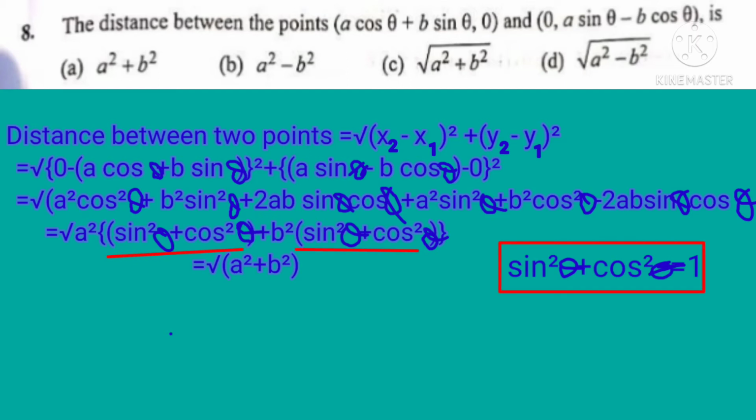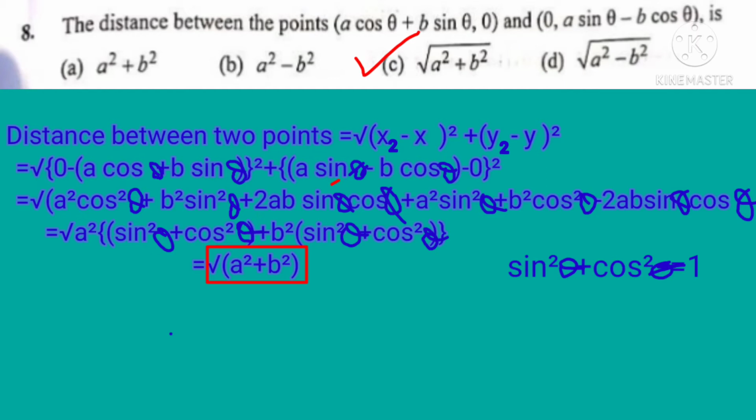So we are left with only a square plus b square under the square root, and these terms, 2 a b sin theta cos theta, will be cancelled with each other. Our right answer is option C.